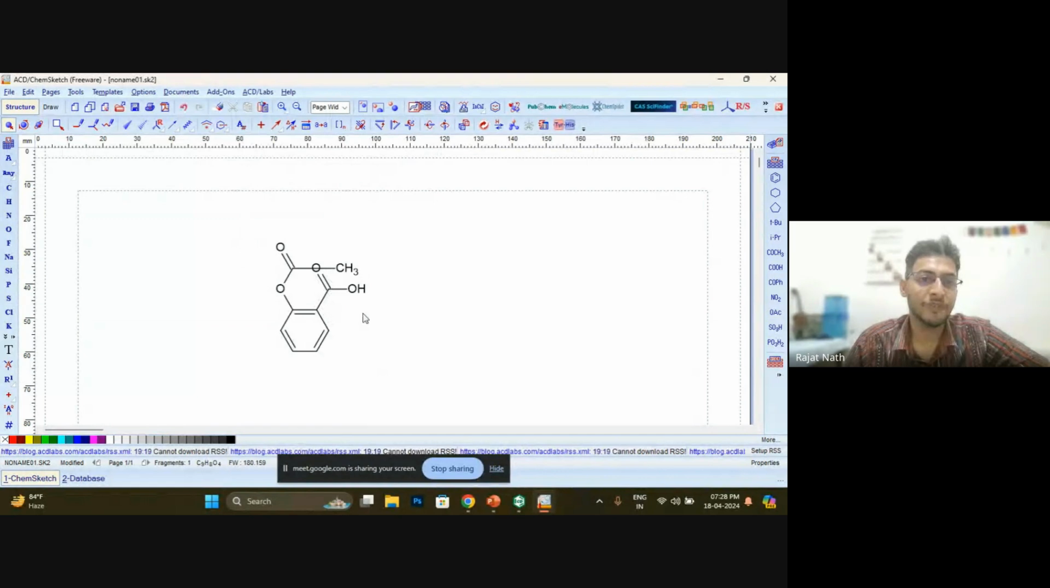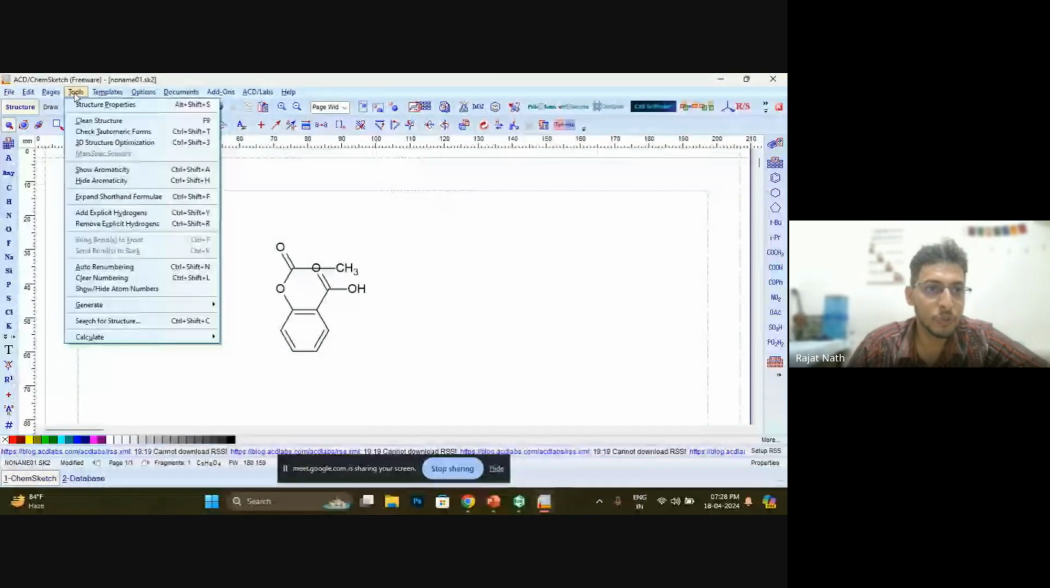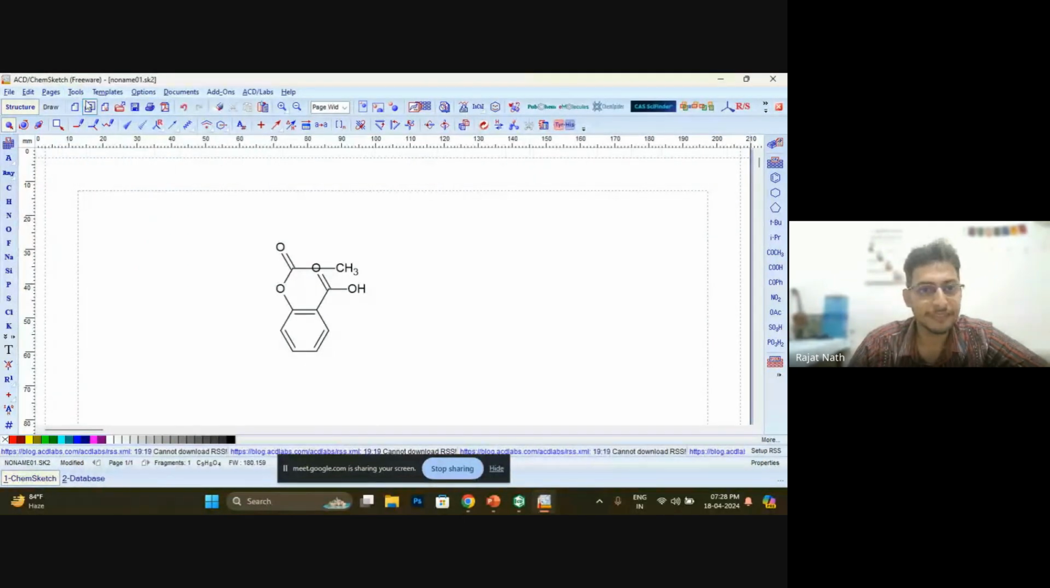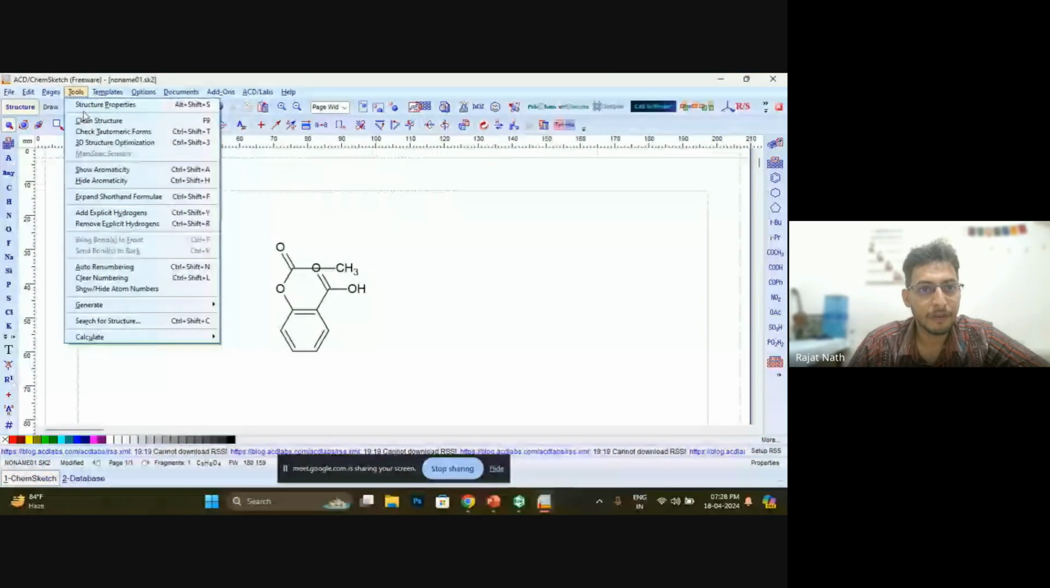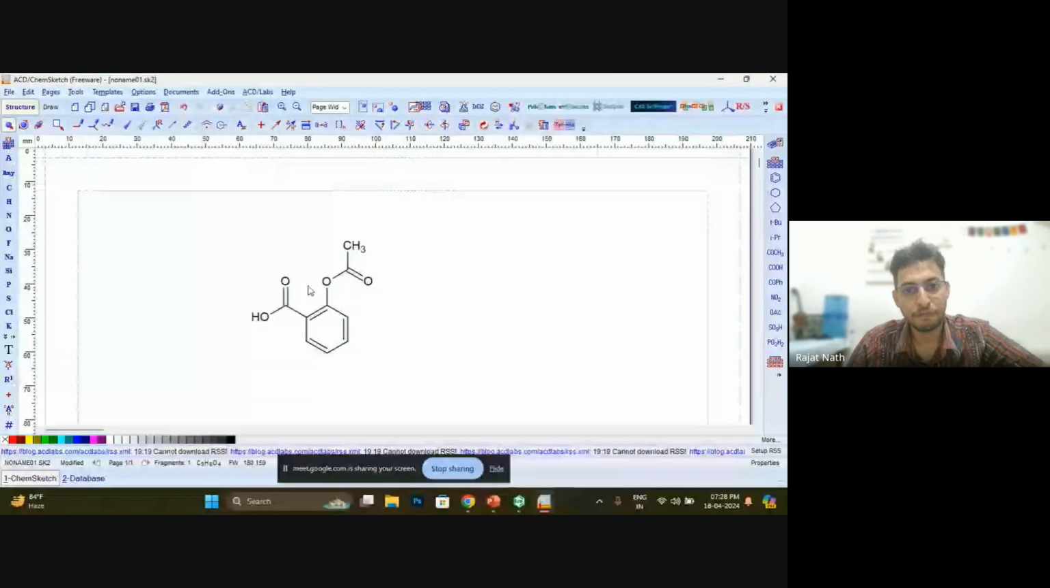Okay. So this structure is not looking exactly like the previous structure. For that, what can you do? You can go to Tools and go to Clean Structure. Just click on Clean Structure. See, the structure has changed to look like the previous one.